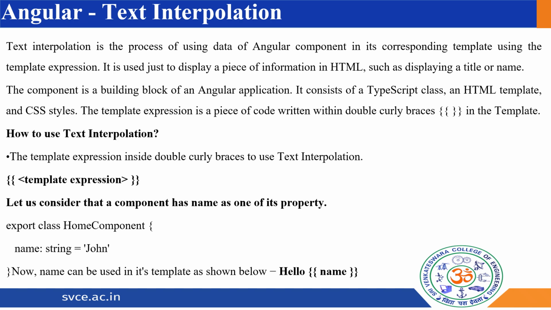Here is how to use text interpolation. This is the syntax of text interpolation. Let us consider that the component has name as one of its properties. Here we give the name as John. So now it can be used in the template as shown below. Hello, name. So the output is Hello John.